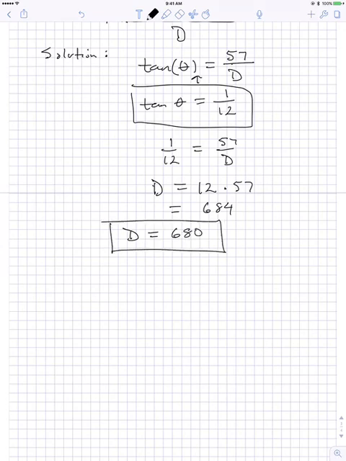Okay, put a box around our answer. And this is in meters. Okay, we should carry these units through. Okay, so there's the solution to 4.7.